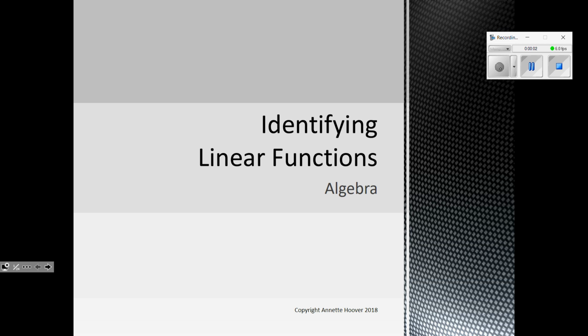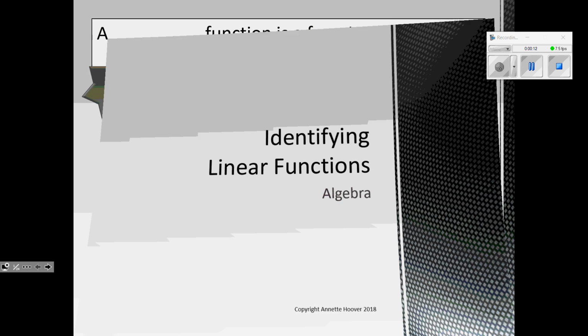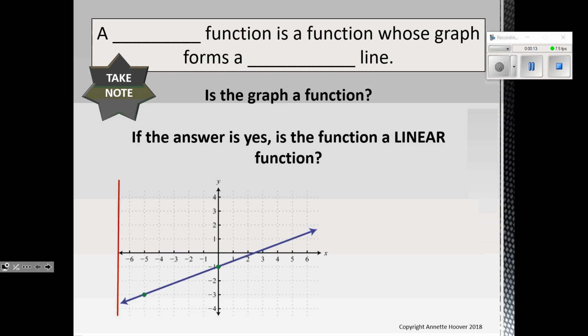Today we're going to look at identifying linear functions, being able to tell whether or not they are indeed a linear function. So first we're going to look at a definition. A linear function is a function whose graph forms, surprisingly enough, a straight line. Linear, a line, a straight line.